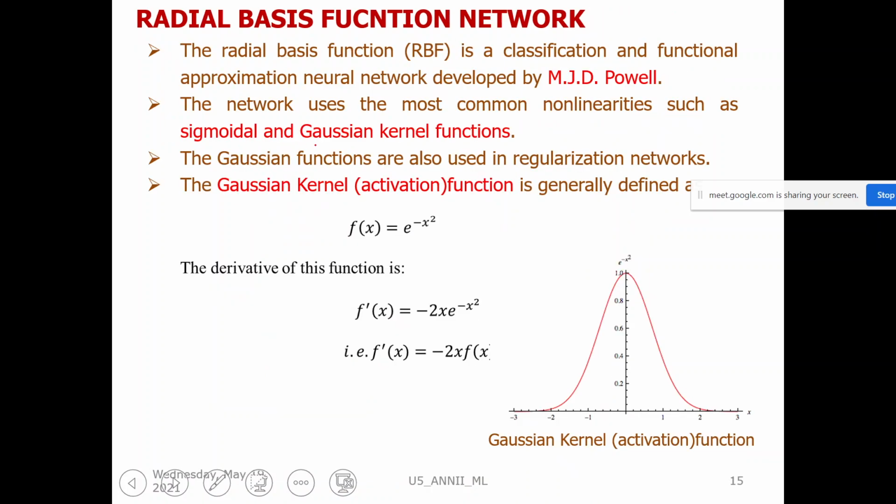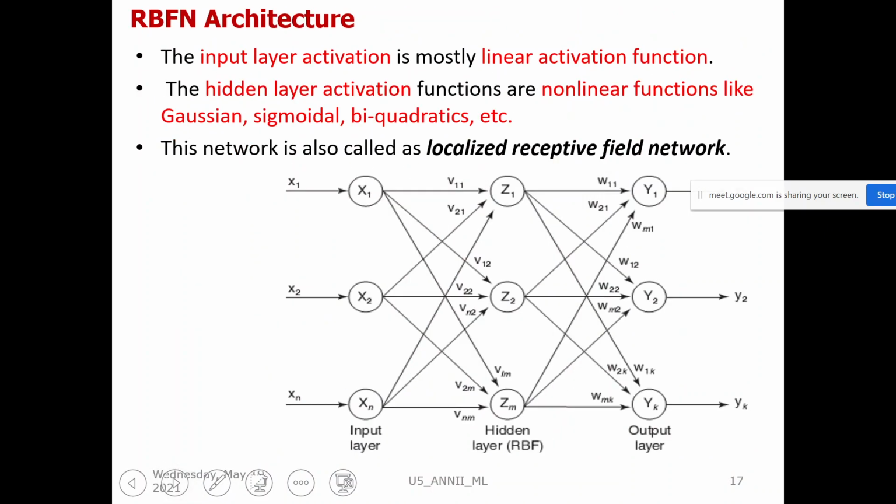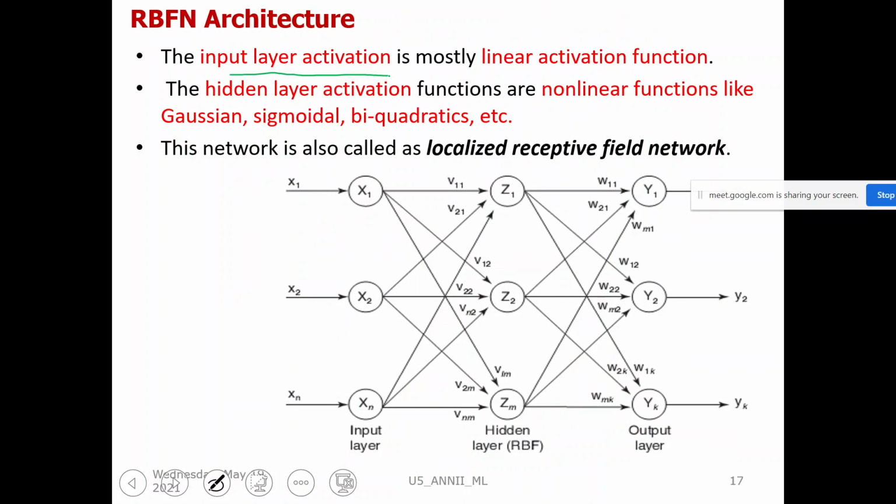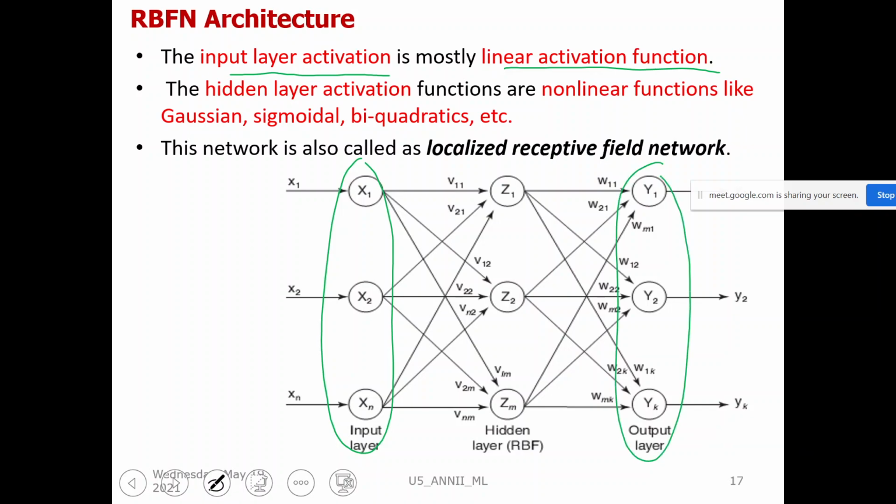Next, the input layer we call the input activation layer, and it is mostly linear activation. Even in the output it will be linear activation. The middle one, the RBF layer or hidden layer, looks like a multi-layer perceptron, but there is a difference. In a multi-layer perceptron we can have more hidden layers. Here there is only one hidden layer.